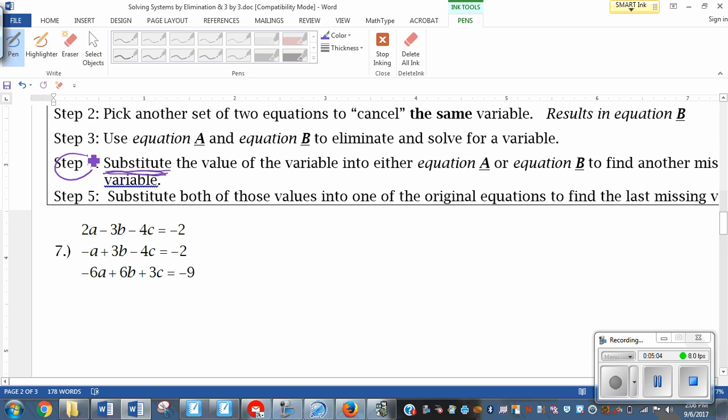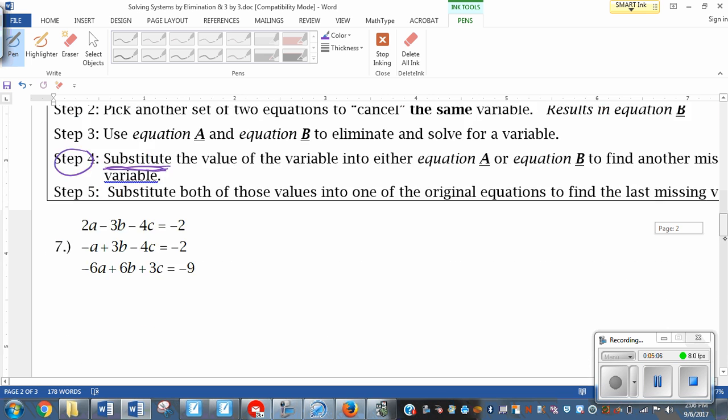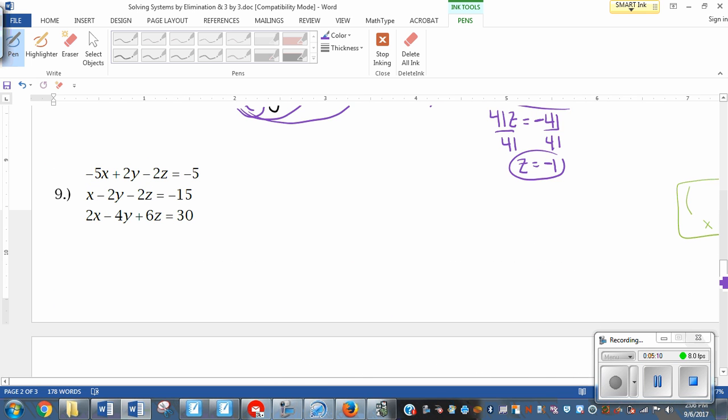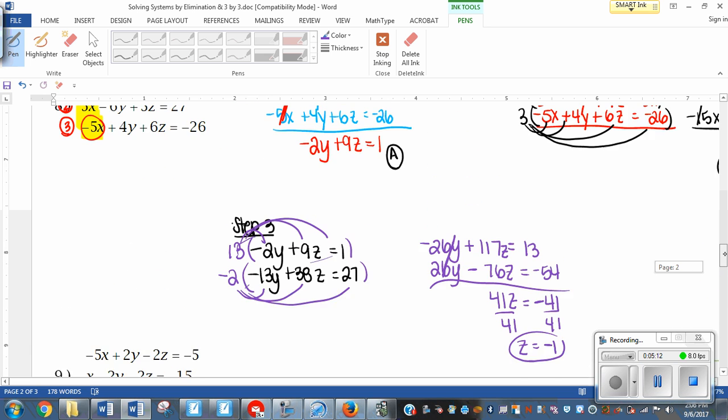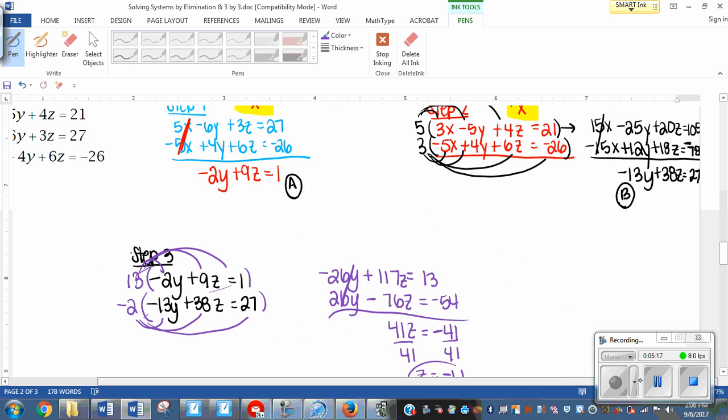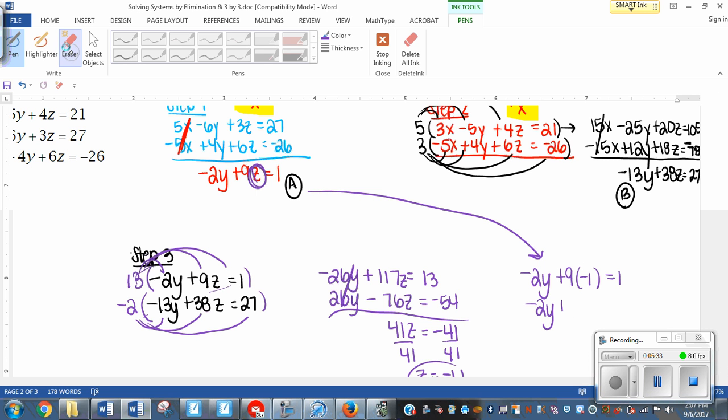So we're moving on to step 4. We're going to substitute that -1 for z back into either equation A or equation B. And it doesn't make a difference which one. I'm going to choose to use A here. So again, z, we're going to sub in -1. -9.